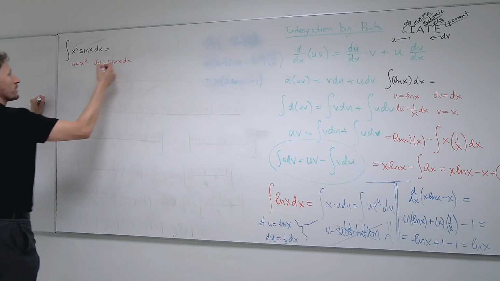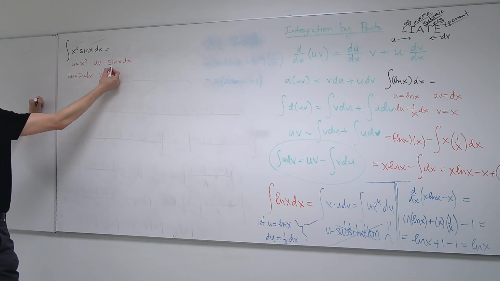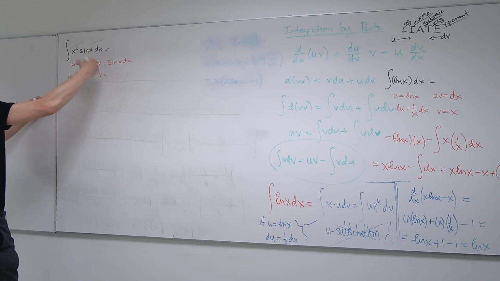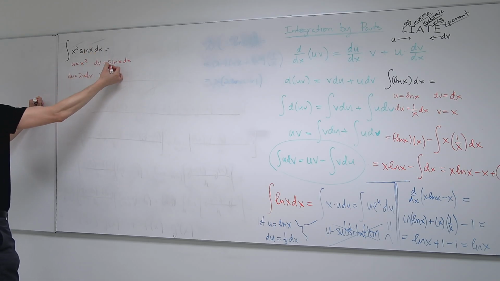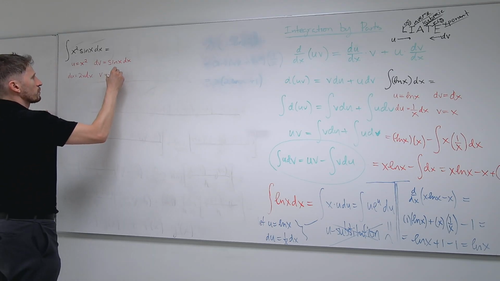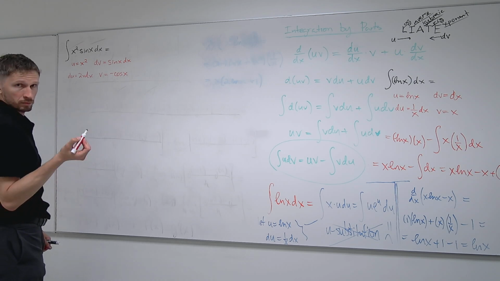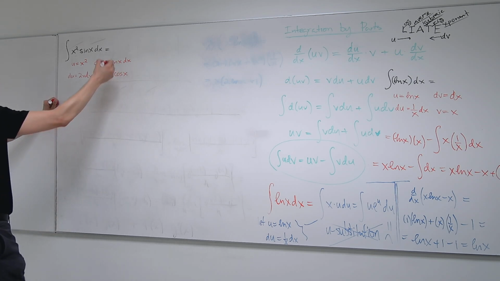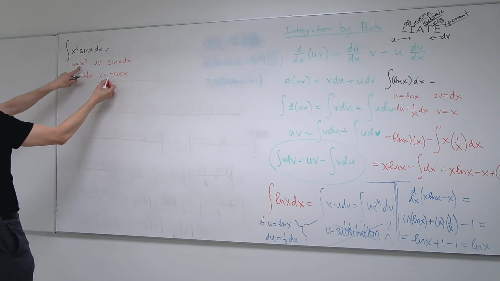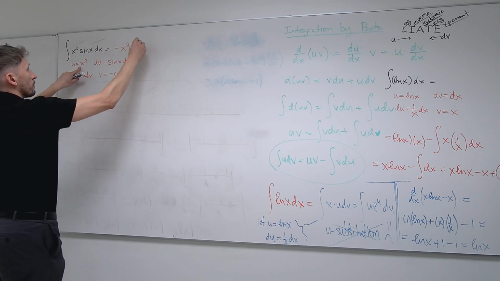Okay, so let's go back. The derivative of this, du, is what? 2x dx. And what's v? What's the integral of sine x? Go on, take the antiderivative of this. Negative cosine, right? So negative cosine of x. All right, so then what happens? Well, remember what we do? We say uv, so it's negative x squared cosine x. See that?